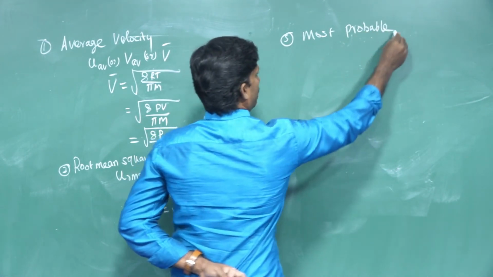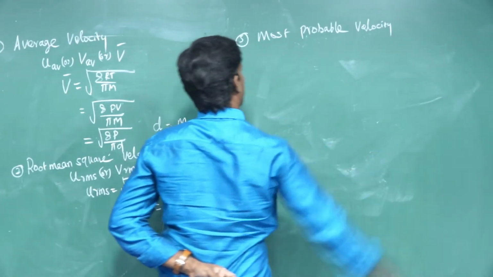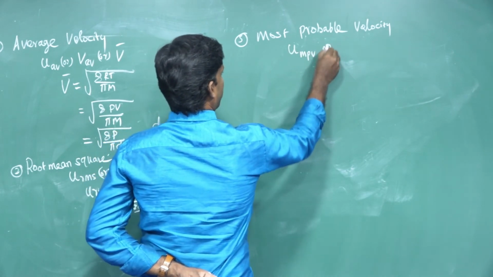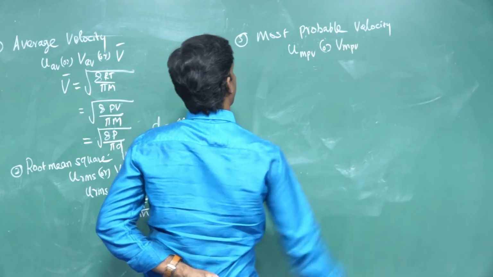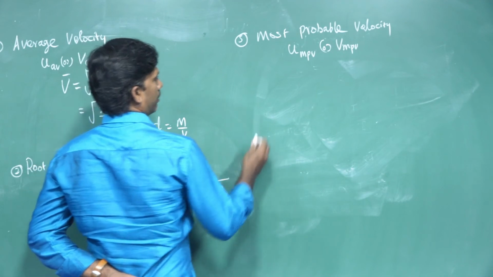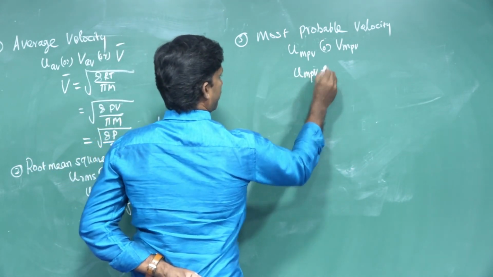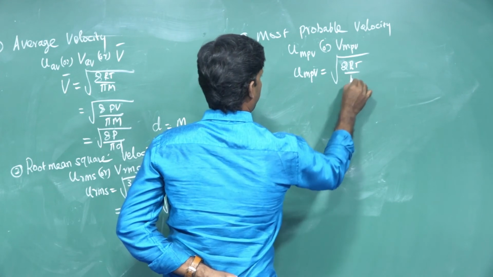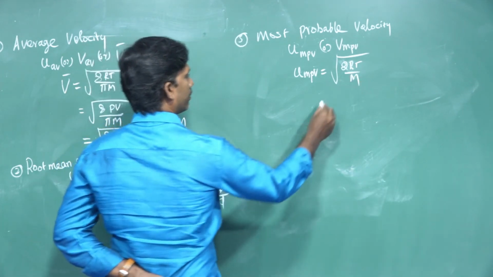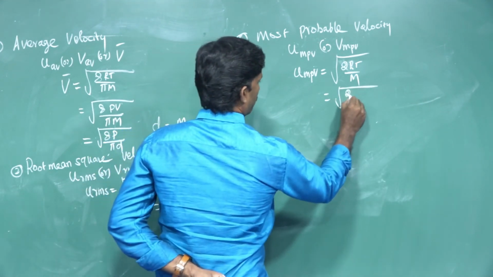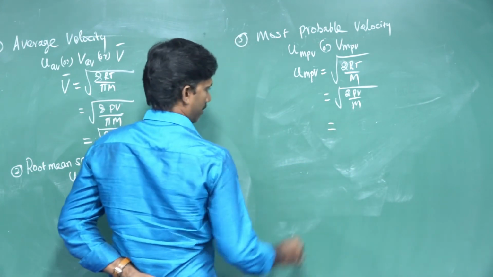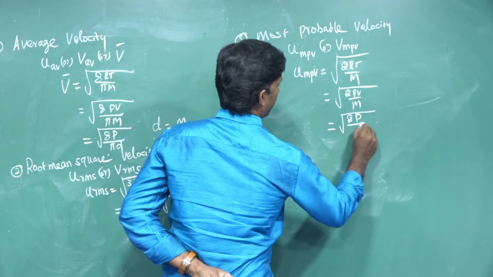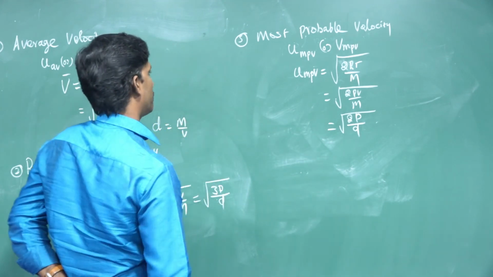Then the third type of velocity is the most probable velocity. That can be denoted by U_mpv or V_mpv, most probable velocity. Then U_mpv is equal to root of 2RT by M, that is root of 2PV by M, or root of 2P by D. Okay, this is the most probable velocity.